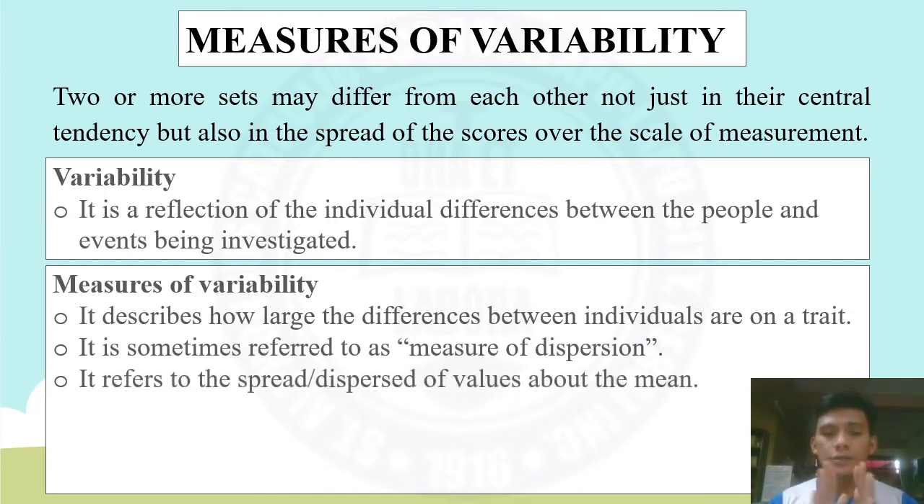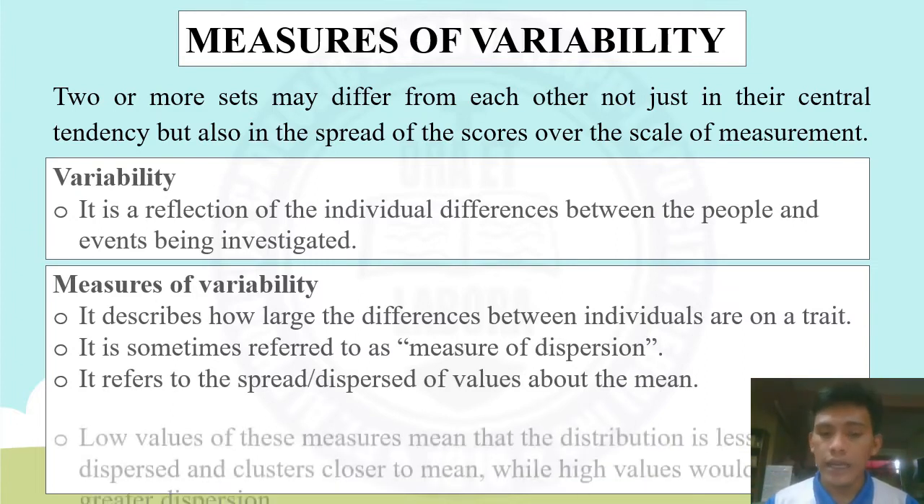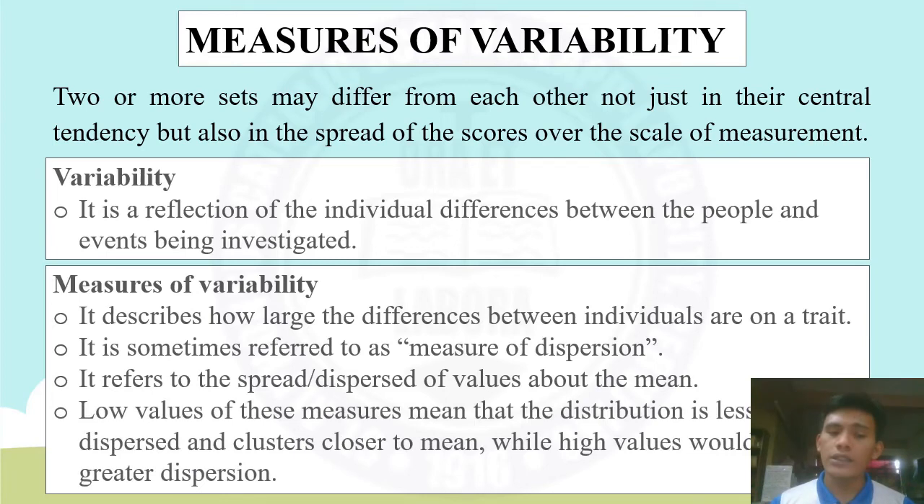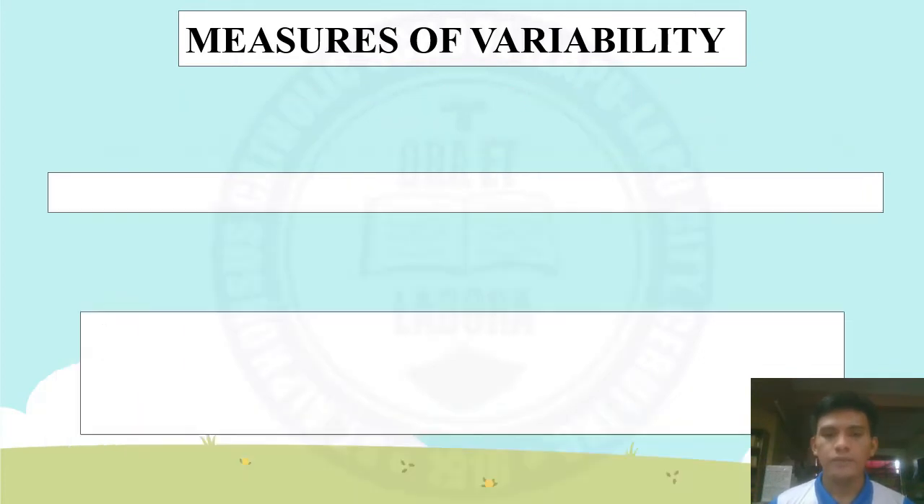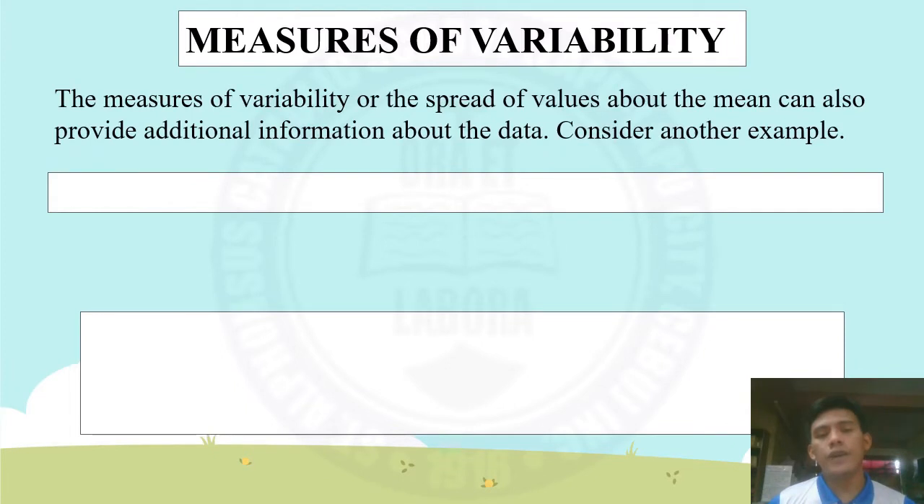It refers to the spread or dispersion of values about the mean. Low values of these measures mean that the distribution is less dispersed and clusters closer to the mean, while high values mean greater dispersion. The measures of variability of the spread of values about the mean can also provide additional information about the data.